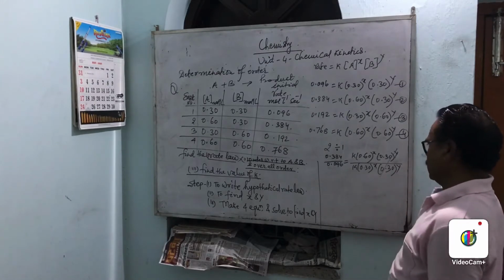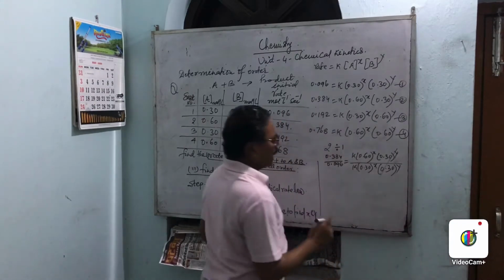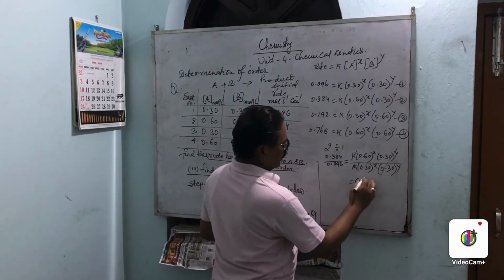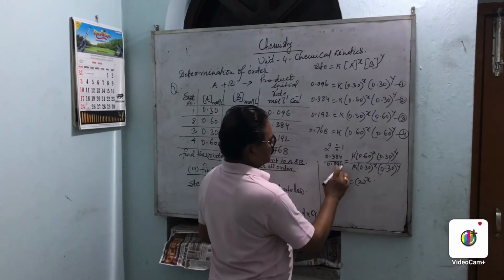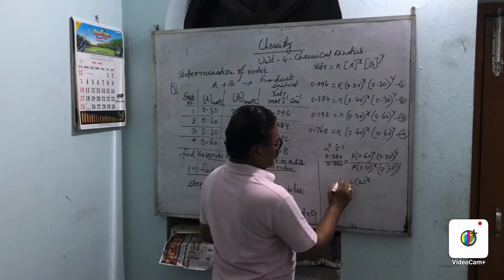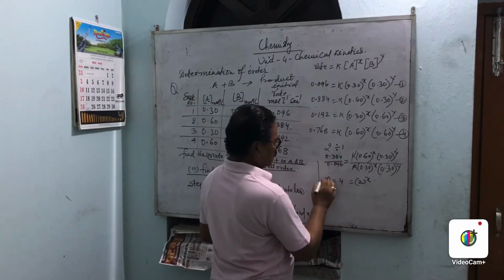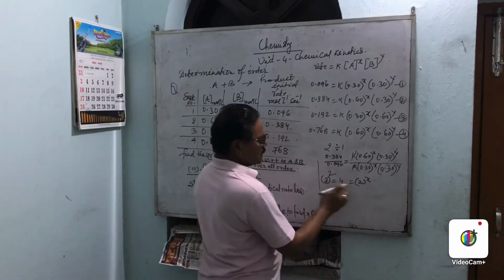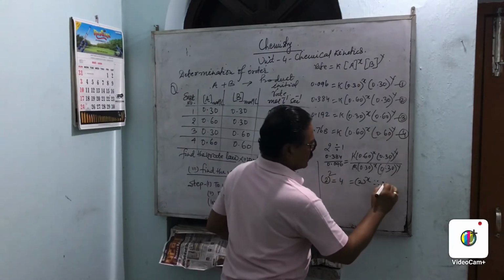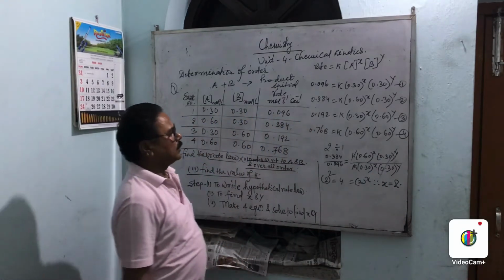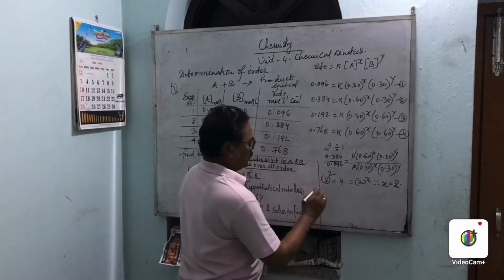So it will cancel out. So what will we have? This K cancels out. This is 2 to the power X is equal to 4. That 4 can be written as 2 to the power 2. So the bases are the same. Therefore, X is equal to 2. Similarly, we find Y. Find Y.